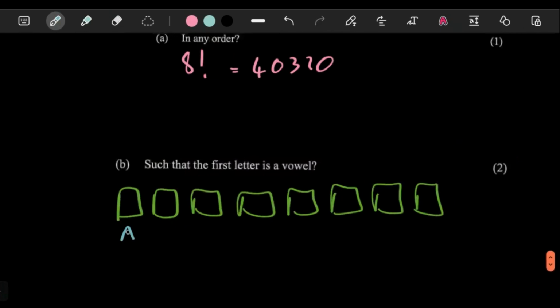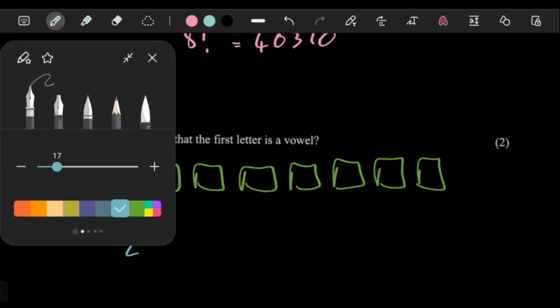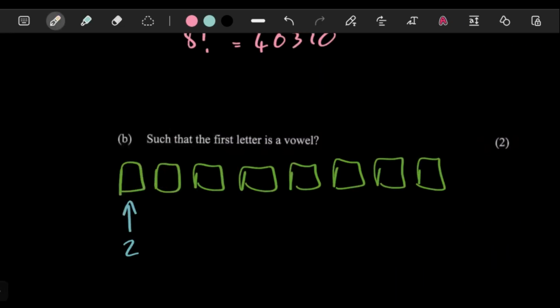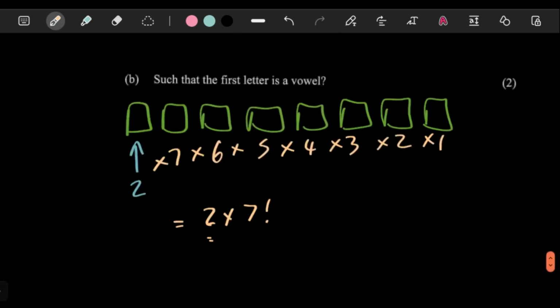So in the first position, how many options do we have? We only have 2. So it's 2 options for the first position. And then once a letter is put here, there's only 7 options left here. 7, and then 6, and then 5, 4, 3, 2, 1. These are the options that we have if the word is supposed to start with a vowel. So technically you can just say 2 times 7 factorial, which is 5,040. But if you times by 2, that's 10,080. Okay, that's 2 marks. That's B.